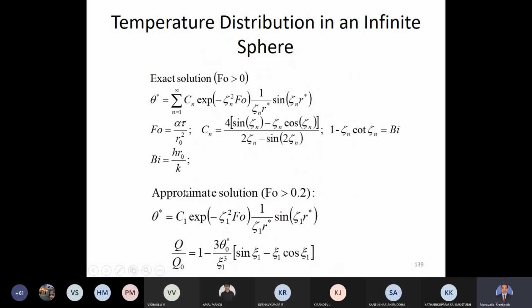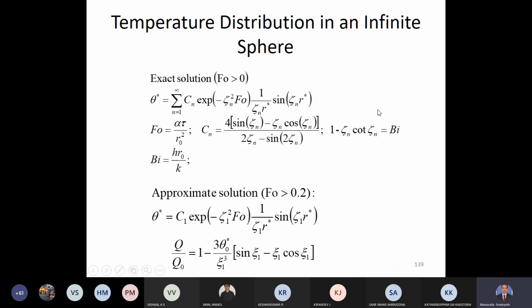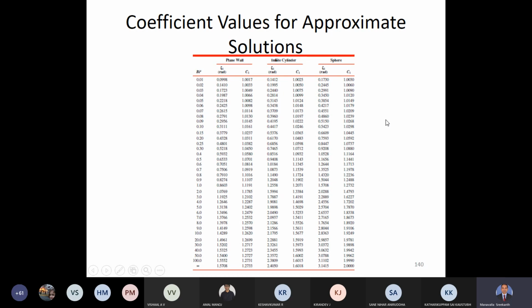Now, if you want to still use this equation, what is necessary is you need to know the value of zeta 1, and zeta 1 depends on the Biot number, and also you will have to find the value of C1. So if you have a Biot number, you will need the zeta value and C value. So these zeta values and C values are tabulated, and as you see here, for different Biot numbers, for a plane wall, the values of zeta 1 and C1 are tabulated. Similarly, for infinite cylinder, zeta 1 and C1 are given. For sphere, zeta 1 and C1 are given. So you can see that some people have taken the pain of solving this equation and substituting and finding the value of C1 for different values. So these are readily available.